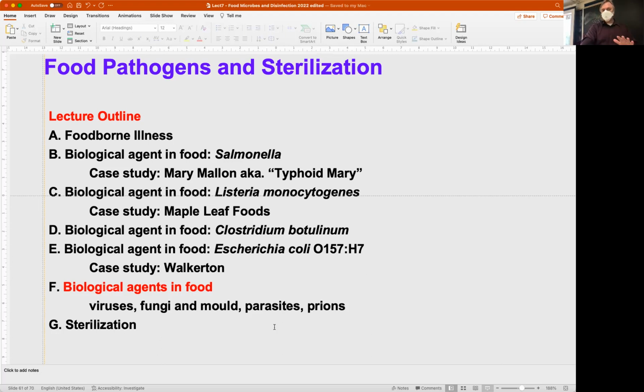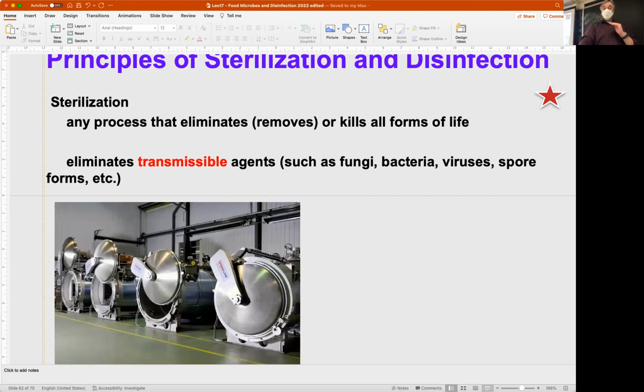I know the next section was biological agents in food, but I'm going to move to sterilization. And here's a picture of some very large autoclaves. These autoclaves are huge. What you do is you have a forklift, and the forklift puts the food items into these autoclaves. This is how large they are.